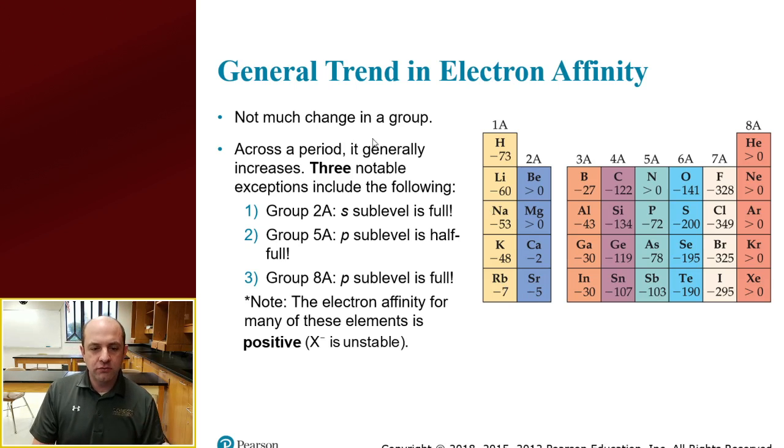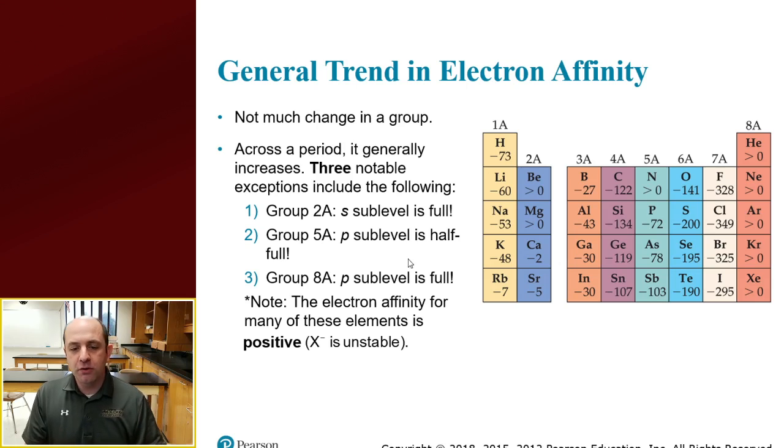All right, the general trend is in a group, up and down, we don't see a lot of change. All the alkali metals here are less than 100. The carbon column, they're okay, negative 120, 130, 120, 100, not a big change. The halogens, 300, 300, 300, basically 300. So in a vertical column, not a lot of difference in electron affinity.